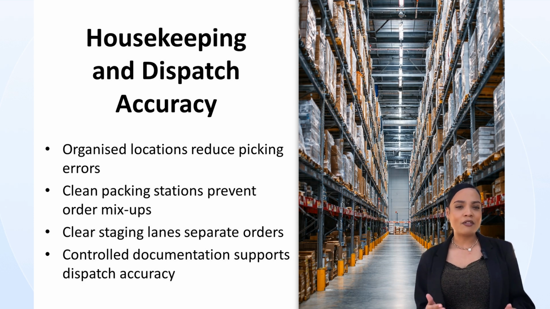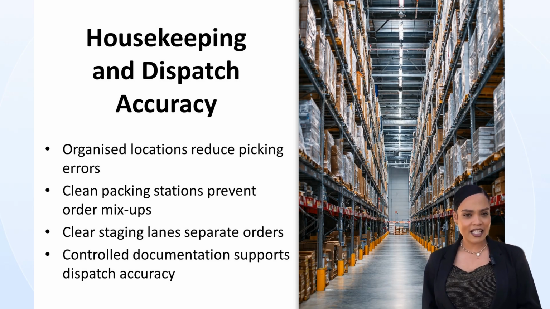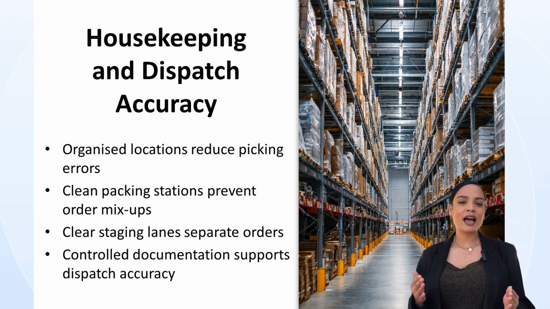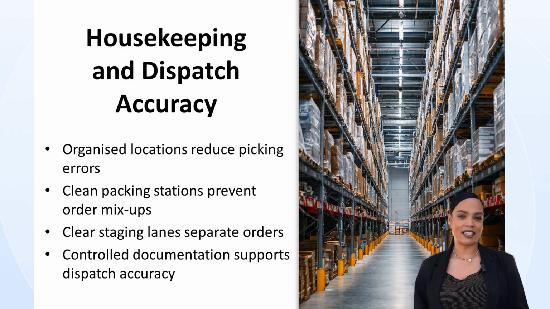4. Safe, clear loading area prevents last-minute errors. If the loading area is blocked or confusing, loading becomes rushed. Rush loading creates mistakes: wrong quantity, wrong pallet, missing documentation. 5. Documentation control supports accurate dispatch recording. Dispatch notes, picking slips, and proof of delivery must be handled in a controlled way. Housekeeping includes keeping these documents together, clean and complete, so the dispatch record matches what physically left the warehouse.